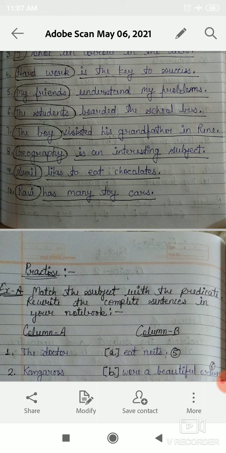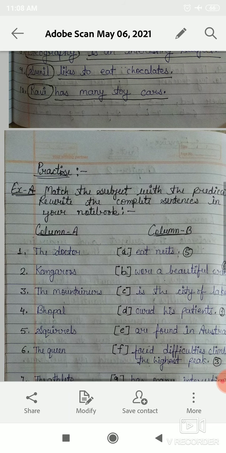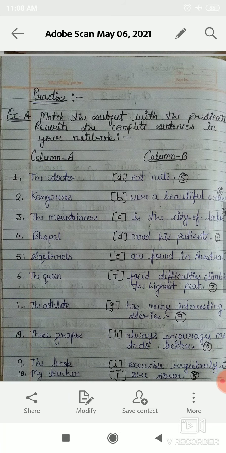Okay, so students, you have to circle the word Ravi. Ravi is the name of a person. So Ravi is a subject here, and has many toy cars is the predicate here. Okay, so students, you have to circle the word Ravi and underline has many toy cars because this is a predicate. Okay, so students, now come to the exercise A, that is practice.